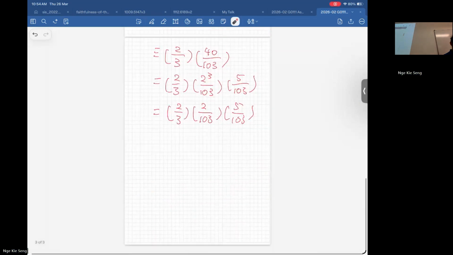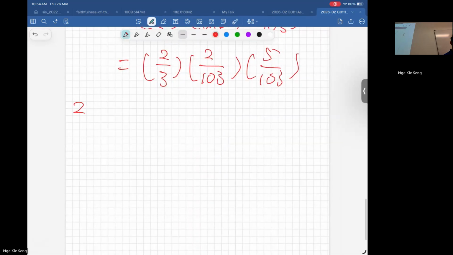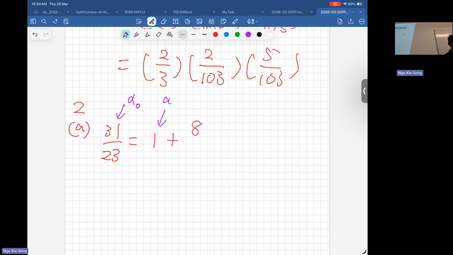Okay, so maybe let me show you. 31 over 33. First you take the floor. So the floor should be 1 plus what's the rest? Let's write in the original way of writing. So this is A0. And then what are you left with? 8 over 33. Then we can turn this around.